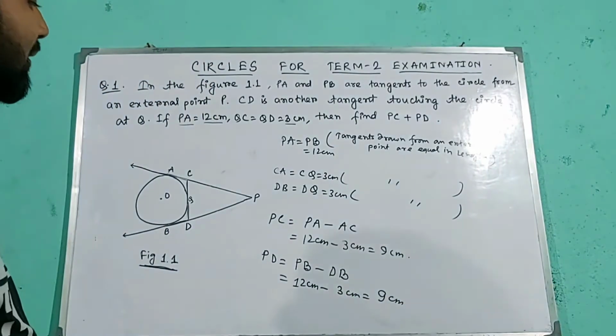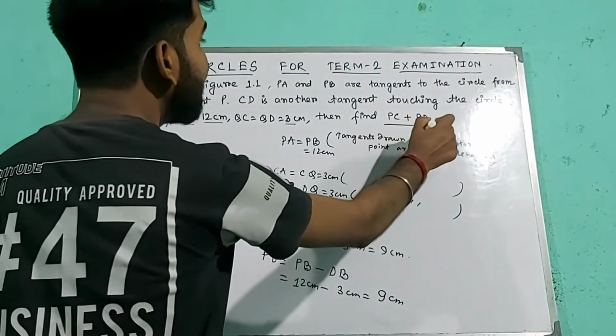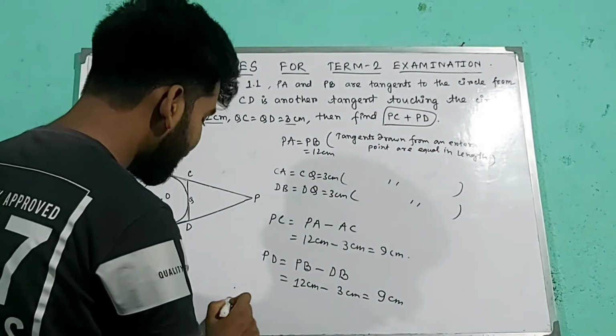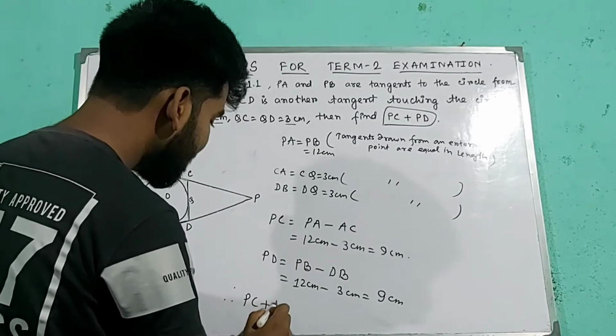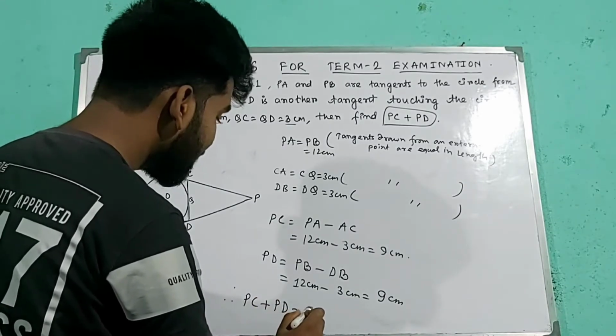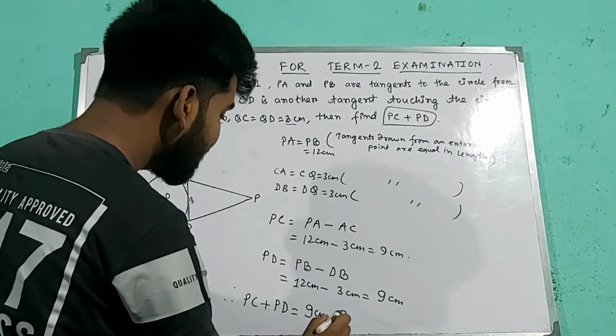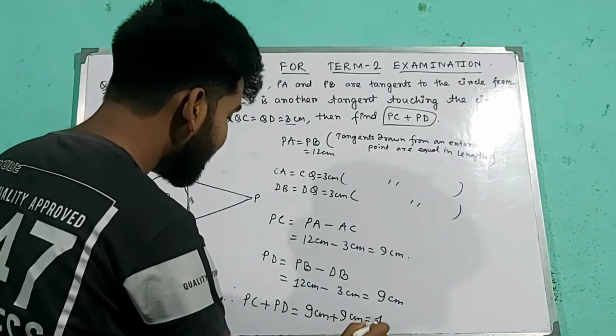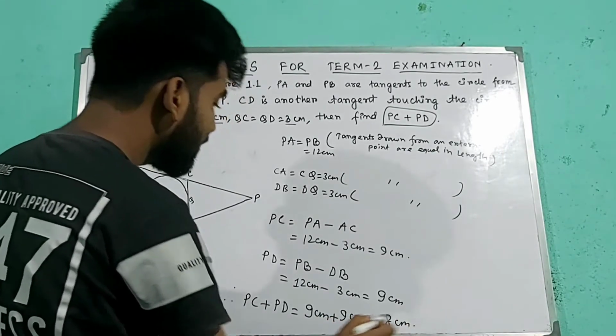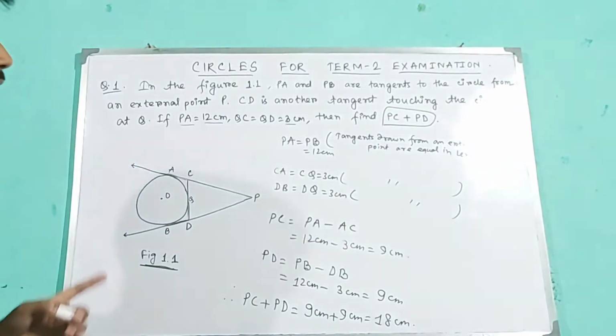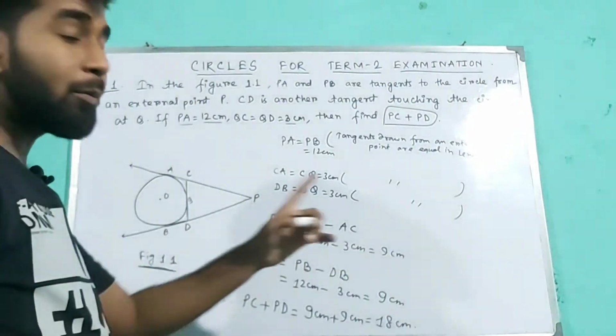So we are almost done. Math is almost done. Now to find out PC plus PD, you write PC plus PD equals 9 centimeter plus 9 centimeter equals 18 centimeter. Okay, this type of maths you can get for 2 marks in your examination.